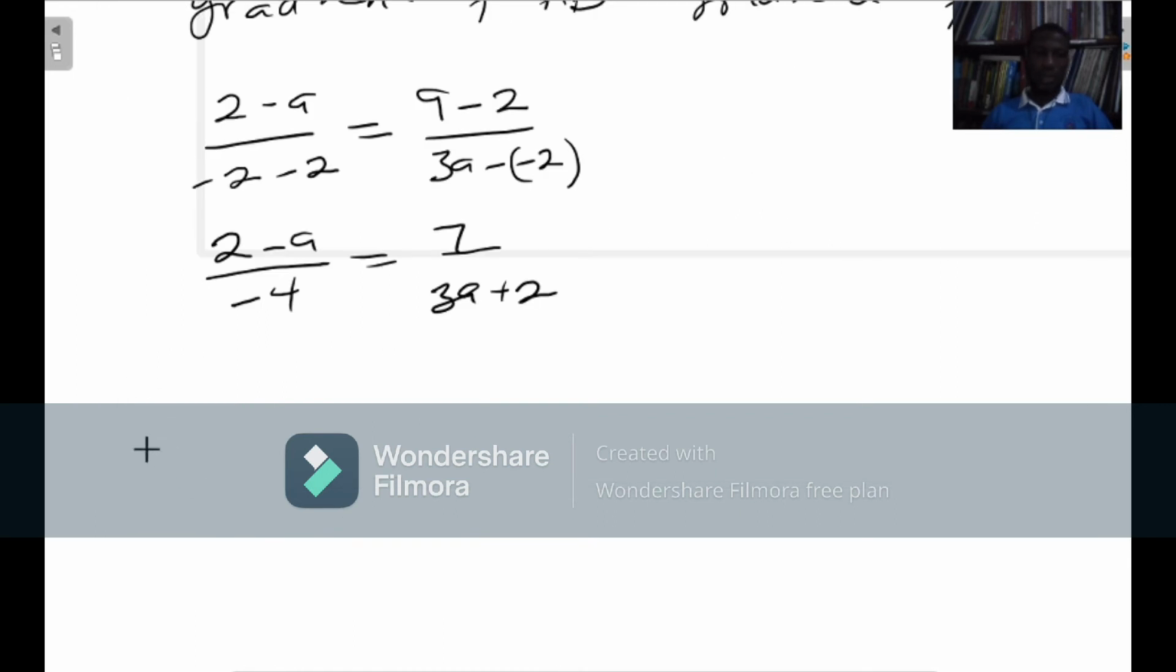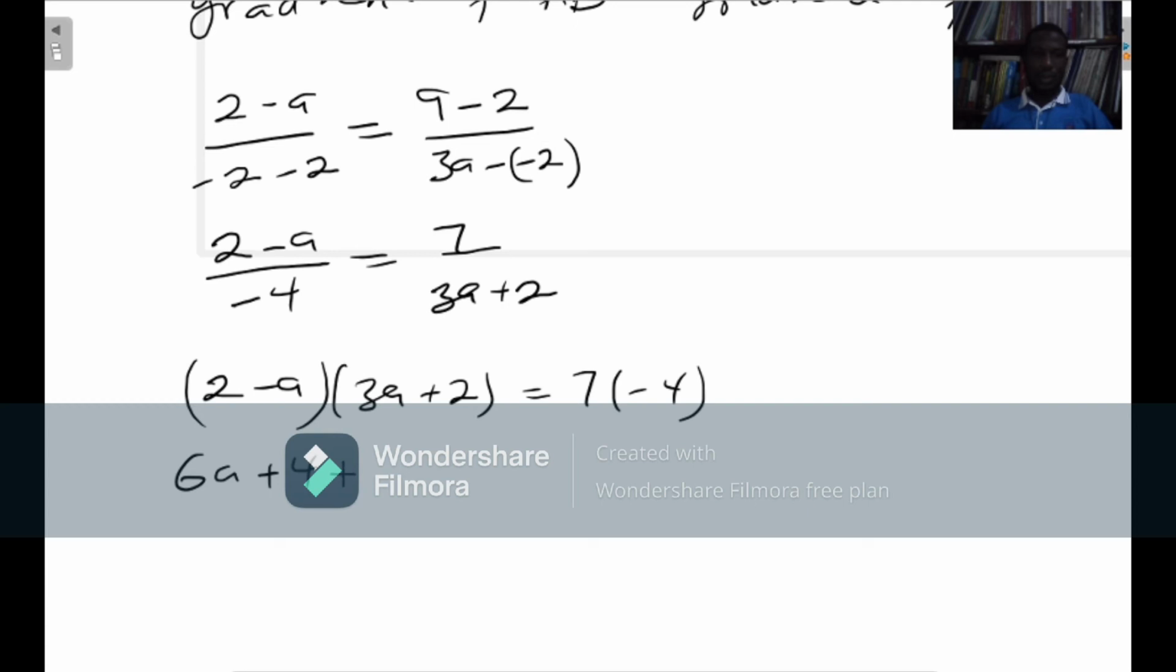By cross multiplication, we're going to have 2 minus a times 3a plus 2 being equal to 7 times -4, because this one comes to multiply this, this one comes to multiply this. By expansion, you're going to have 6a plus 4 minus 3a squared minus 2a being equal to -28.